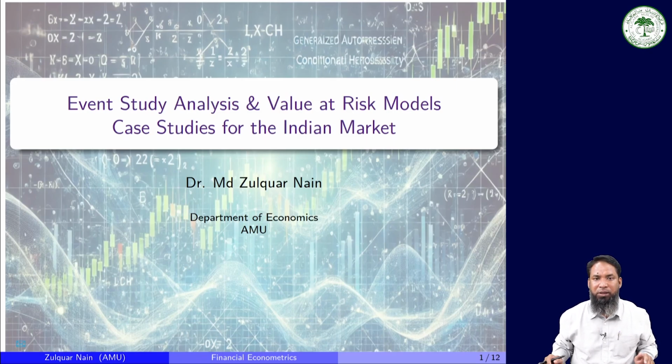Today we'll be discussing the implementation of the event study and the value at risk models using R. And we'll take the case studies from the Indian financial market. In the previous classes, we have discussed the theoretical framework of the event study analysis, and also the value at risk models. Today we are going to see how we can use the statistical software R to implement those theories in the case of the Indian market. So let's quickly lay out today's plan.